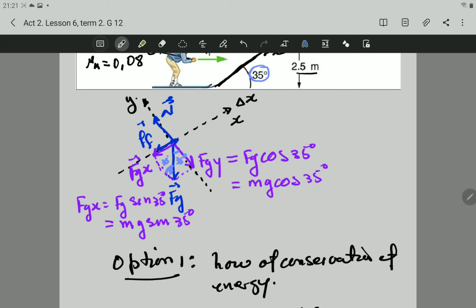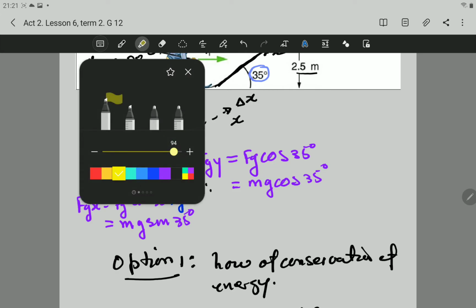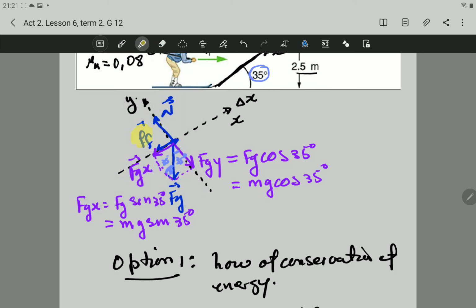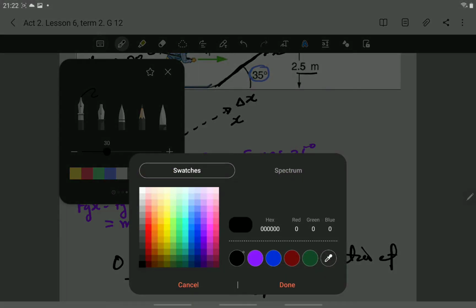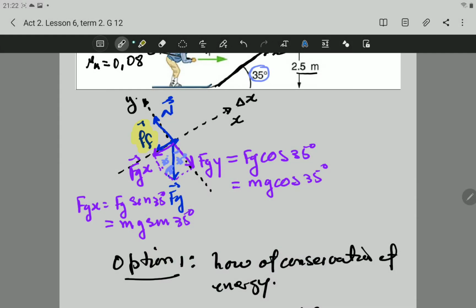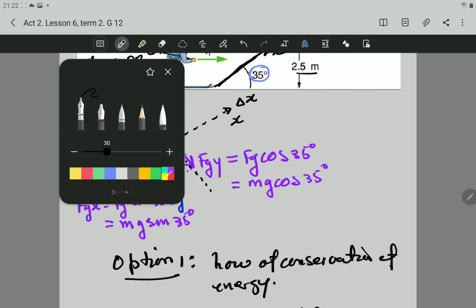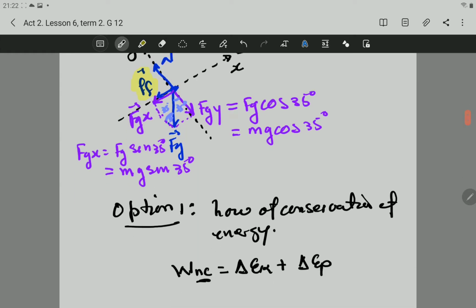The normal, as seen previously, doesn't do work. The angle is 90 degrees. So the only non-conservative force that does work here will be the frictional force. So we are going to calculate the work done by the frictional force. It's the only non-conservative force that does work here.